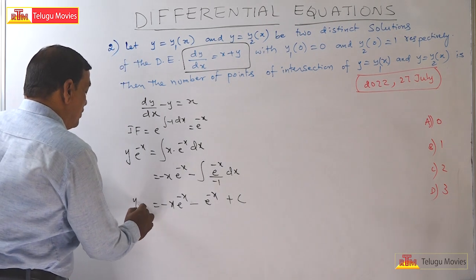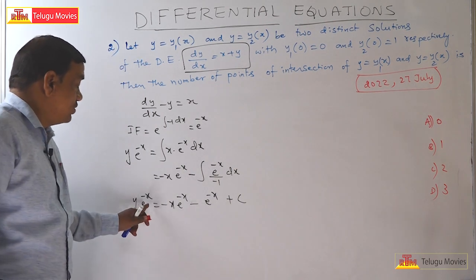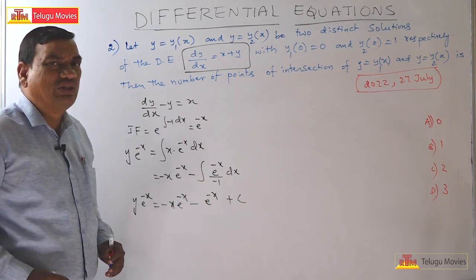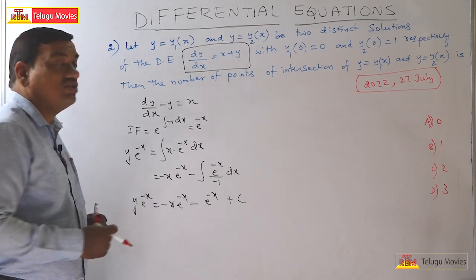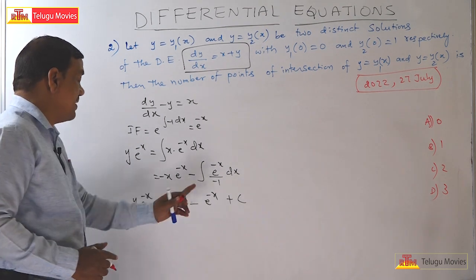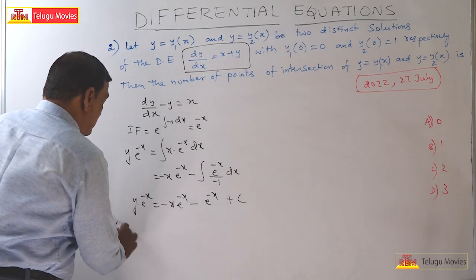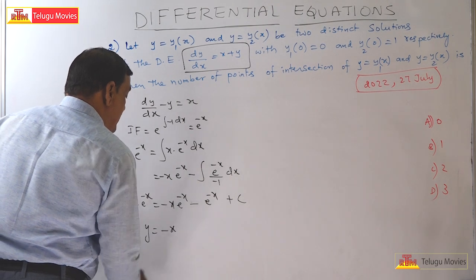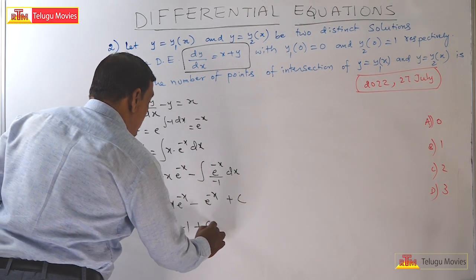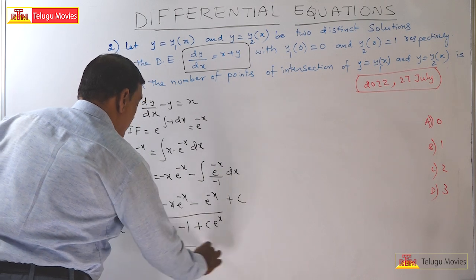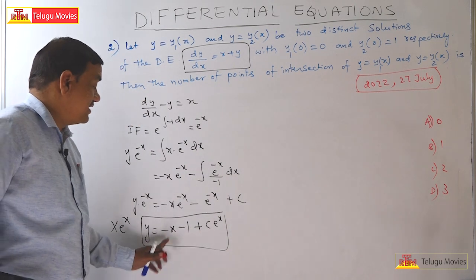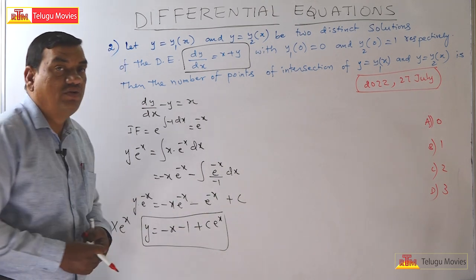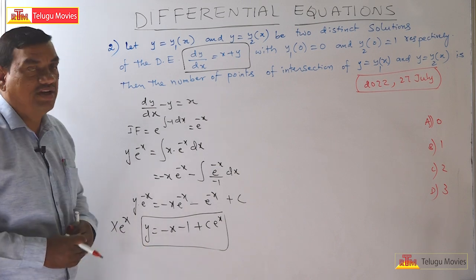So this is y into e power minus x, and e power minus x appears on the other side as well. So better multiply with e power x so that the equation will be somewhat clearer. Let us see what happens. This is y is equal to minus x minus 1 plus c into e power x. So y is equal to minus x minus 1 plus c into e power x, which is comparatively better than the previous one.